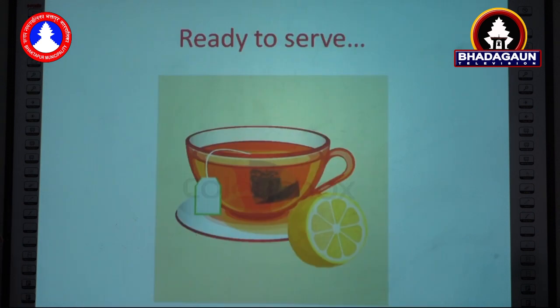Now this is the tea ready to serve. This is the tea leaves bag, right? The tea grains are packed in a bag, that is put under this one, and you have to wait 3 to 5 minutes to give its color, right, and to make it thick. Here is the lemon as a supplement.